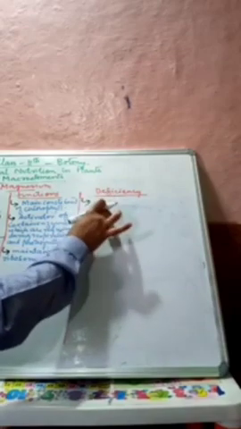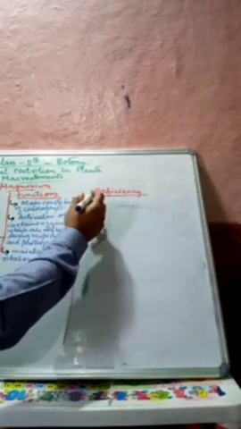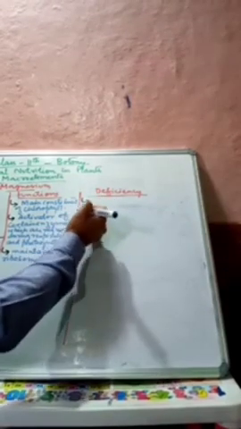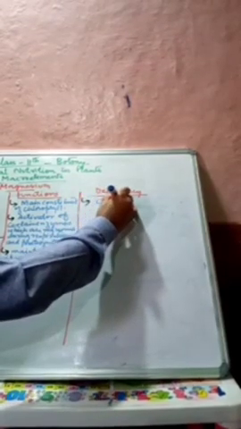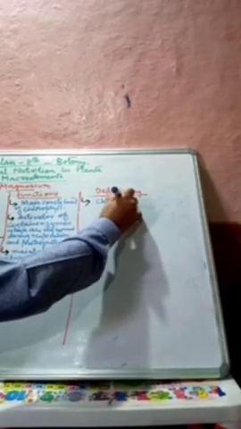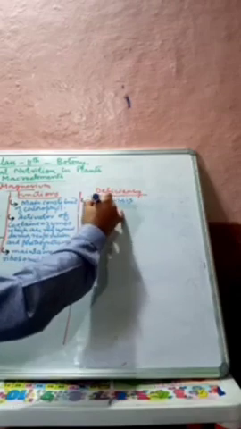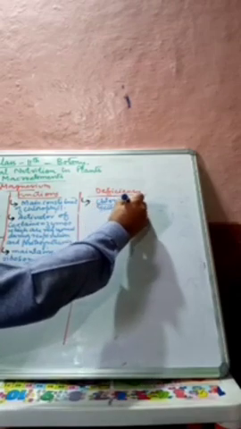Now, as we know the functions, we can simply determine the various deficiency symptoms. When there is a deficiency of magnesium, we see that it is the main constituent of chlorophyll. When there is a deficiency, chlorophyll will not be available there, or if available, it will be in less content. So chlorosis takes place, that is, yellowing of leaves takes place. And that mainly takes place at the margins.